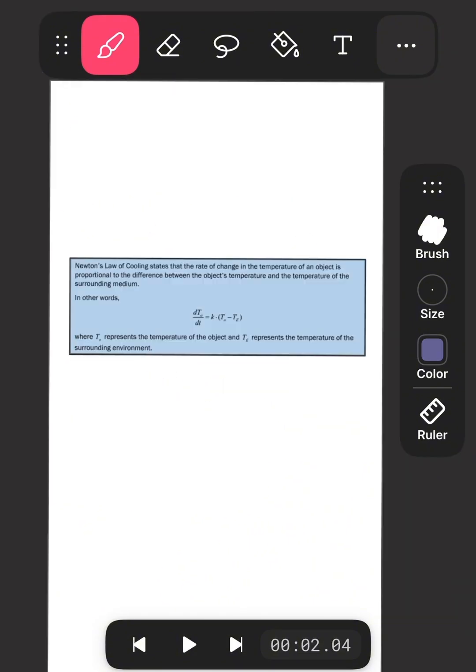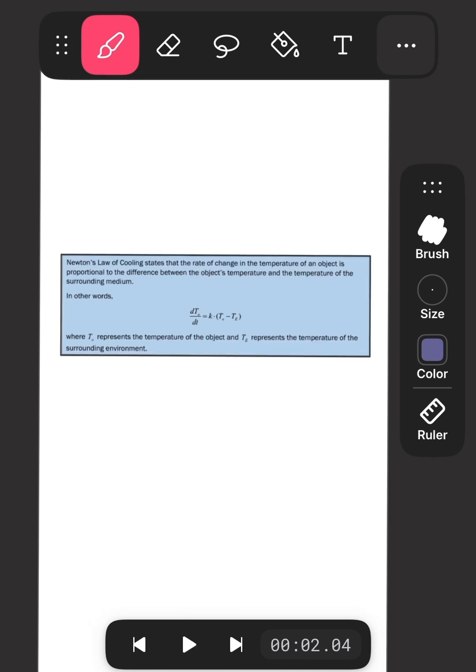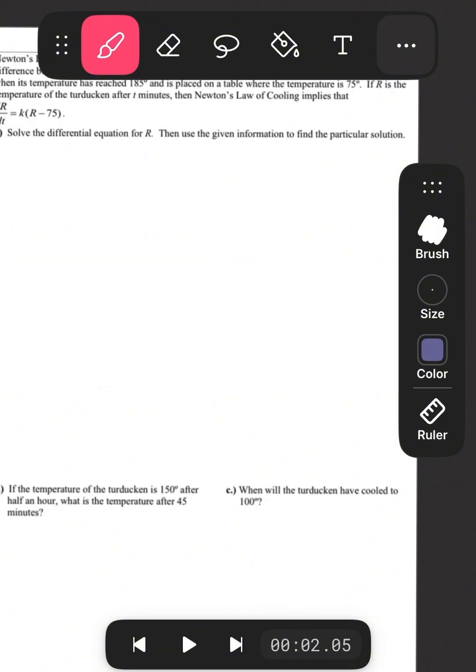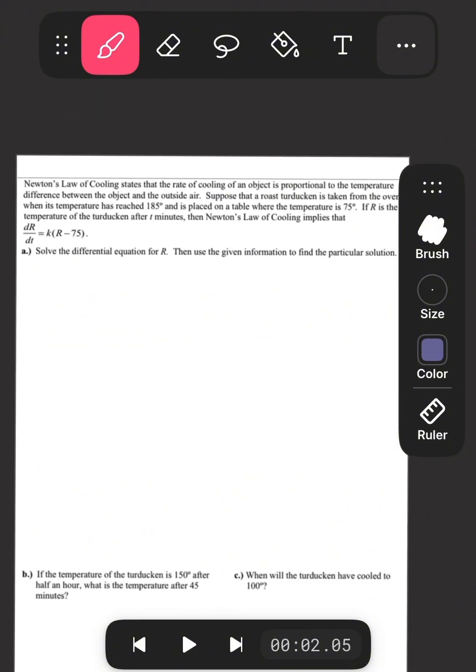Next up is Newton's law of cooling, which states that the rate of change in temperature of an object is proportional to the difference between the object's temperature and the temperature of the surrounding medium. So for this problem, we're going to use Newton's law of cooling, and it's going to be really similar to what we have been doing. Newton's law of cooling states that the rate of cooling of an object is proportional to the temperature difference between the object and the outside air.